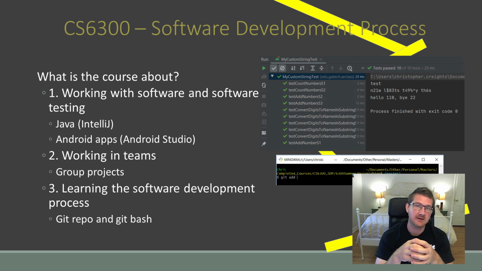Second, this class really dives into working in teams, which I thought was a lot of fun and really a great learning experience. This is really the first class where I've had any team projects, and it really helped me learn how to work in software teams. And then third, learning the software development process. So a lot of the lectures in this course cover this, but also working with Git and Git Bash helped me better understand how a software team communicates with itself.